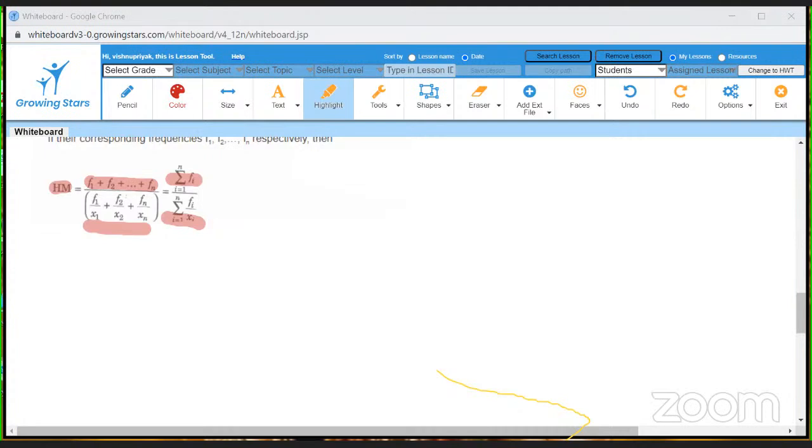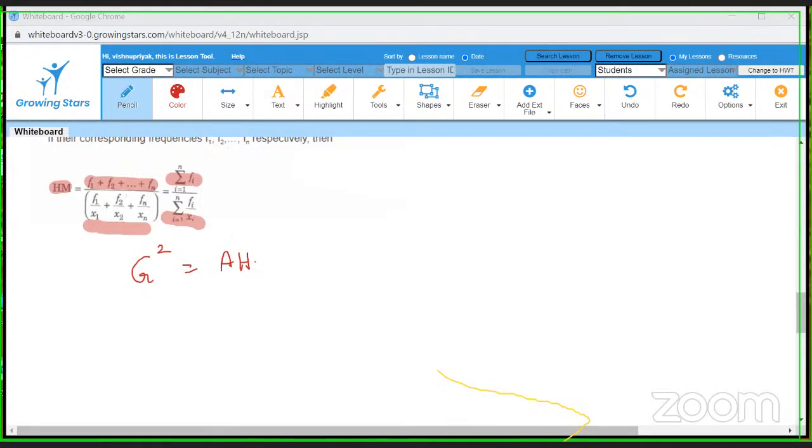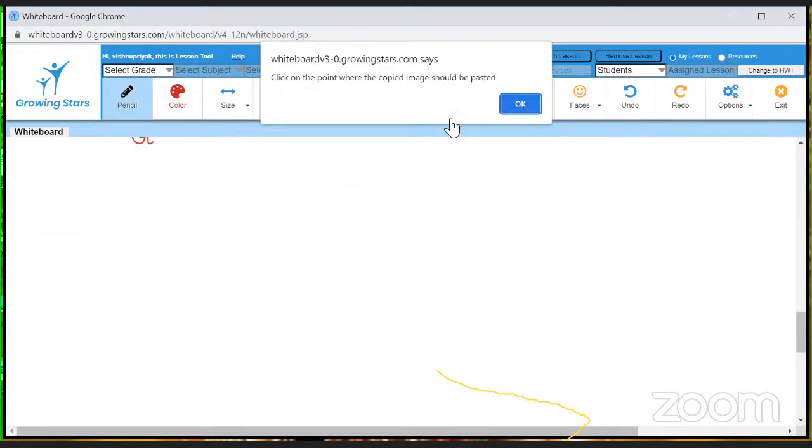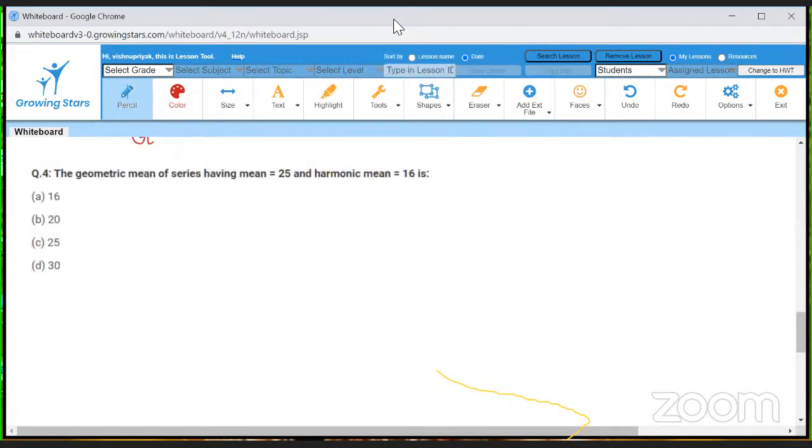There is a relation between geometric mean, arithmetic mean, and harmonic mean. What is the relation? Geometric mean square is arithmetic mean into harmonic mean. This is also very, very important for you. Now I'll give you one question. Try this. Let us see who will do first. Here is the question.